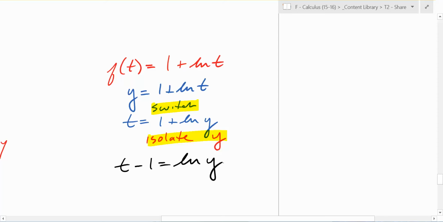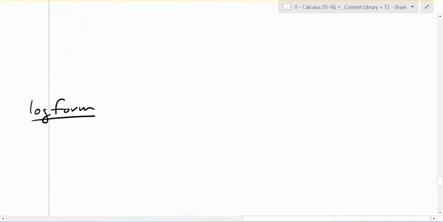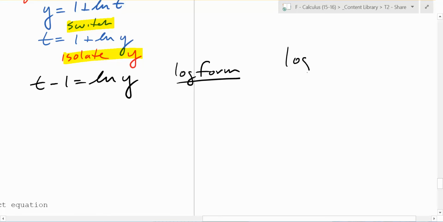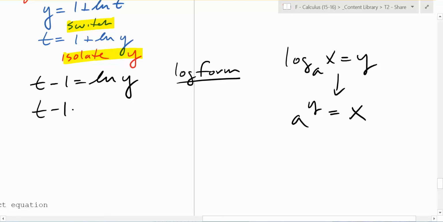At this point, is this in log form or exponential form? This is log form, right? So what do we want to turn it into? We want to turn it into exponential form. So you might remember if you have log base a of x equals y, that's the same thing as a to the y is equal to x. Remember the circular thing here? ln is log base what? e. Log base e of y.